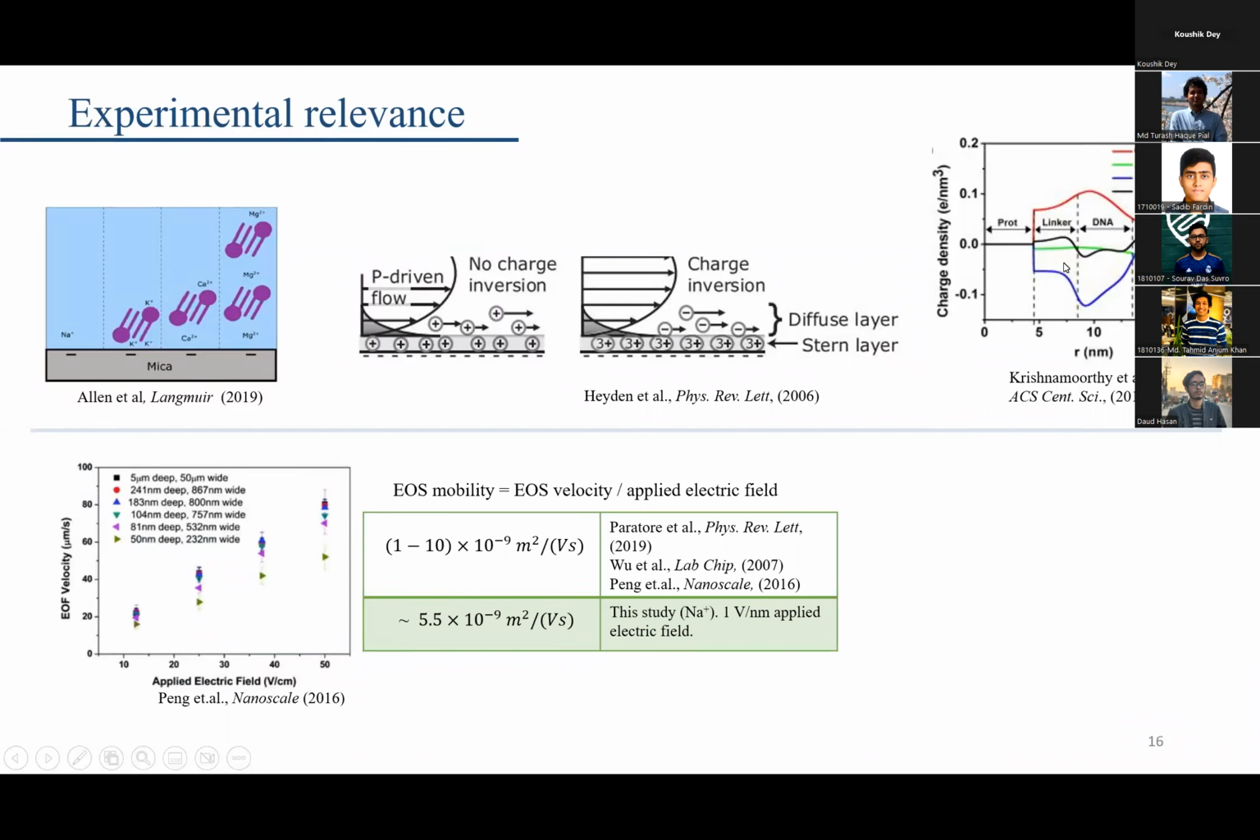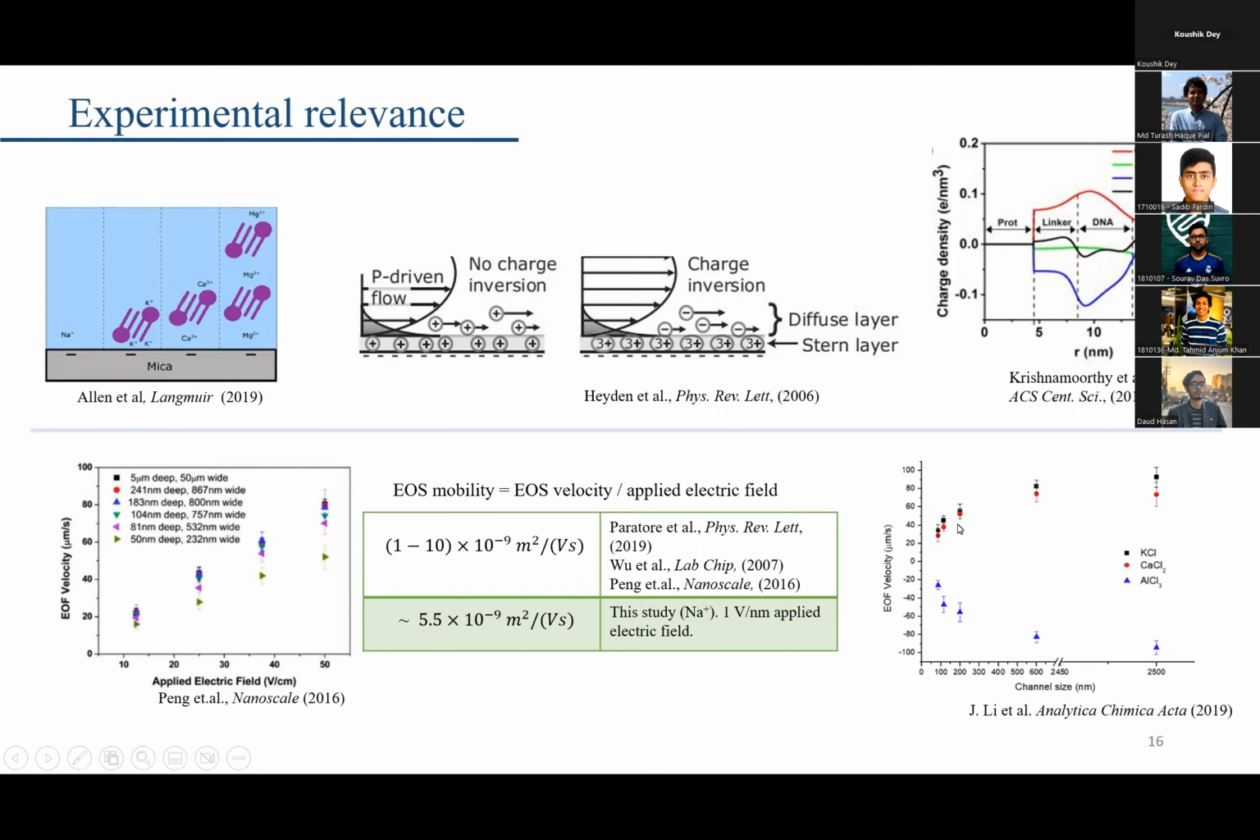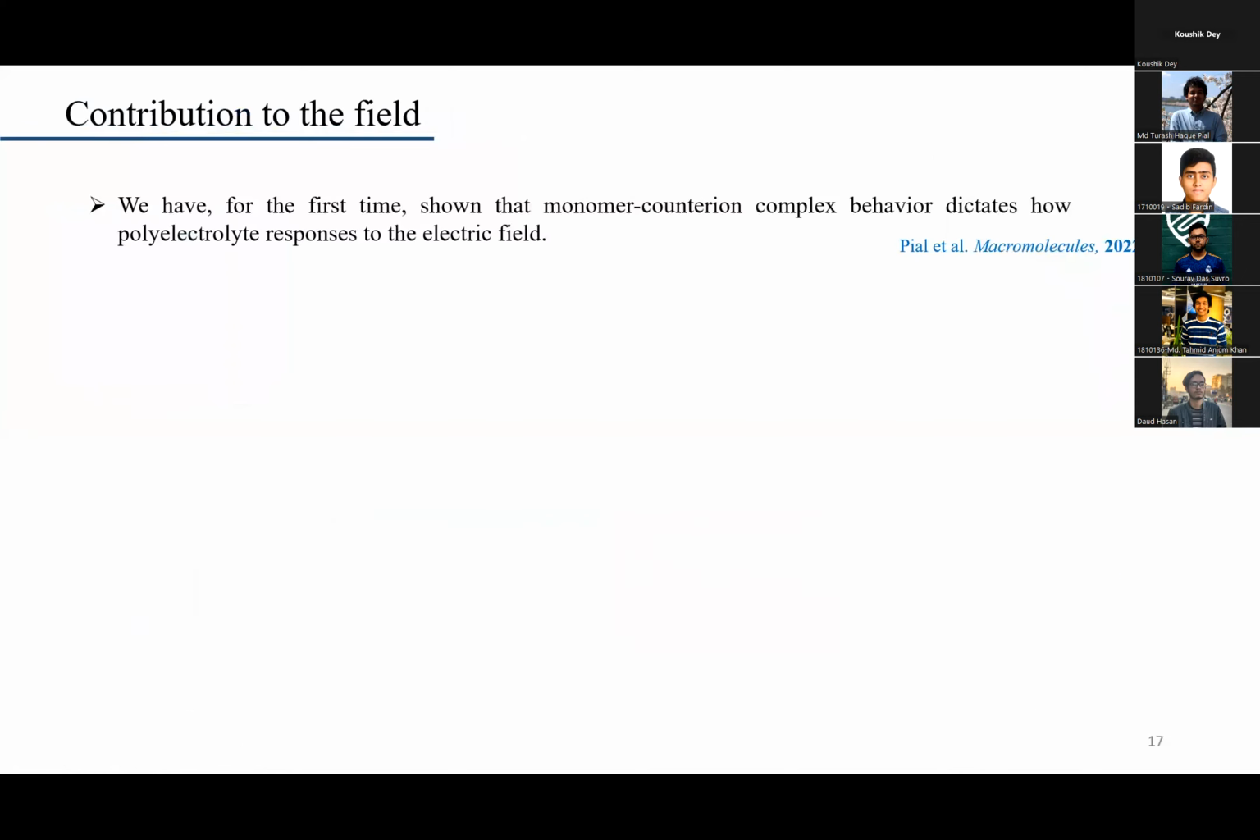in highly charged DNA or other biological systems, you can have overscreening even with monovalent counterion. So my result actually sheds some light on that study also. And people also showed that if you have different counterions, you can have different electroosmotic flow. Although they didn't show that they observed changing the electroosmotic flow velocity by changing the electric field strength. So my study had some contribution to the field.